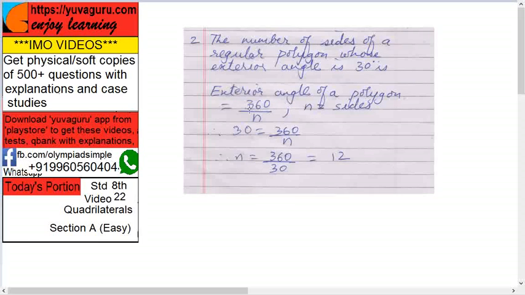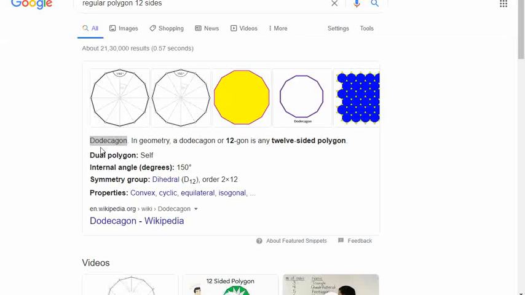Now we can find out anything if you know one. Now in our case what do we know? We know the exterior angle. Therefore 30 equals 360 upon n. Take n on this side, 30 on this side. 30 goes to the denominator, 360 divided by 30 is 12. So n equals 12. Number of sides is 12. This figure with 12 sides is called a dodecagon.